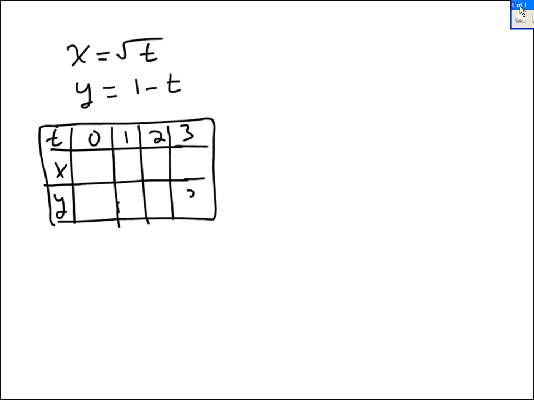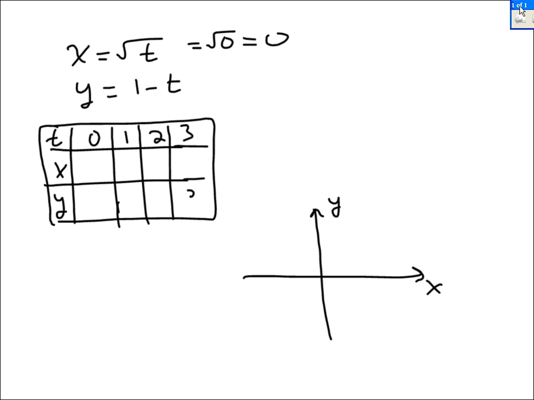So what I want to do is find x, y points so I can plot them. For example, when t is 0, x would be the square root of 0, which is 0. When t is 0, y is 1 minus t, which is 1. So we have the point 0, 1, x comma y.